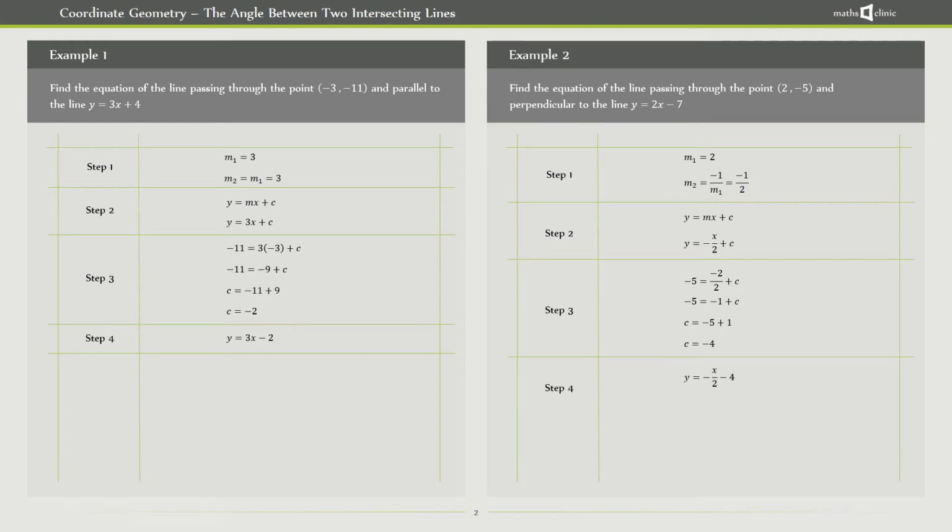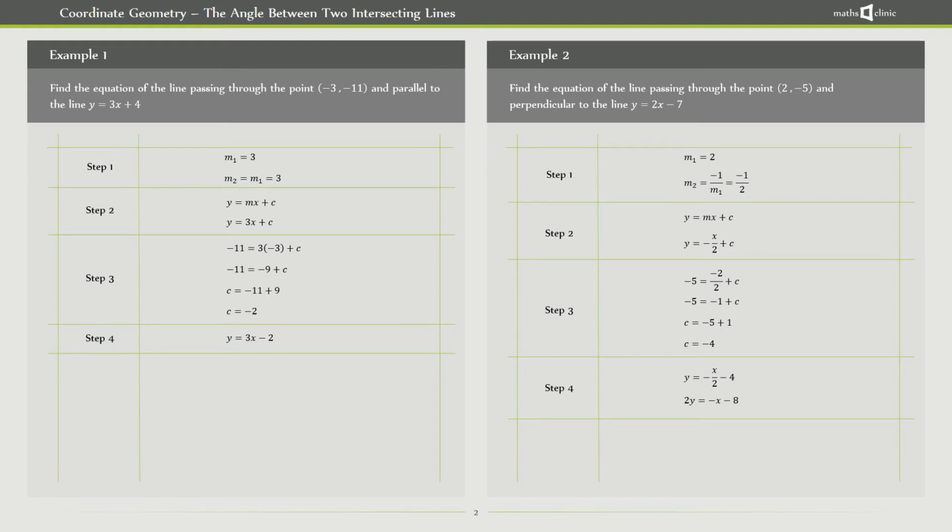So we can say y = -x/2 - 4. But there's one thing we can do: we can multiply the whole equation by 2, just to make it look better. Basically we have 2y = -x - 8, and that is how you solve for the equation of a line that's perpendicular to another line.